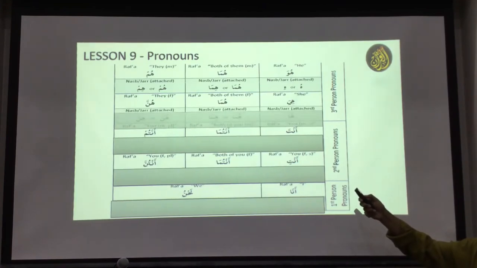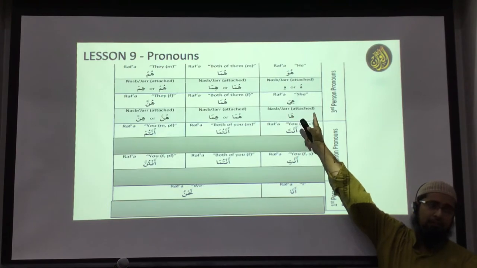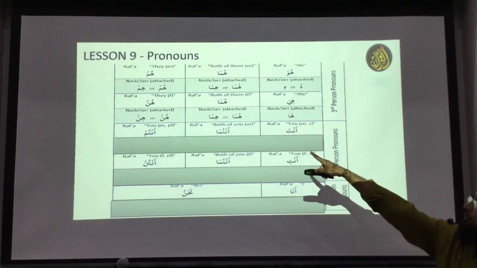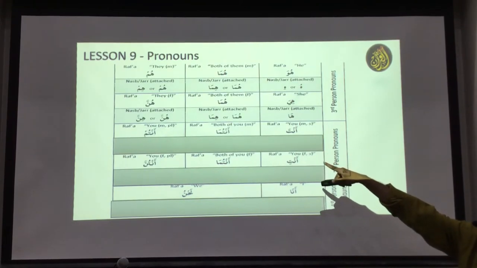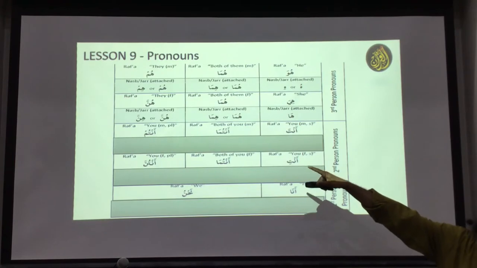The Hiya one, Hiya becomes Ha only, for both Nasab and Jar. The middle one is still the same, Huma or Hima, in Nasab and Jar. And Hunna becomes Hunna or Hinna. Even the Rafa version is Hunna, the Nasab and Jar version is Hunna, but sometimes you can find it as Hinna. I think in the Quran there are one or two places where you find Hinna.